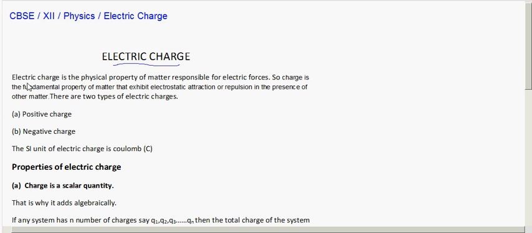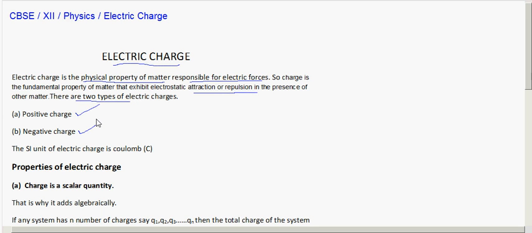So first let us learn what is electric charge. Electric charge is nothing but a physical property of matter, and this property is actually responsible for electric forces. So electric charge is the physical property of matter which is responsible for electric forces. These forces can be of attraction or repulsion.